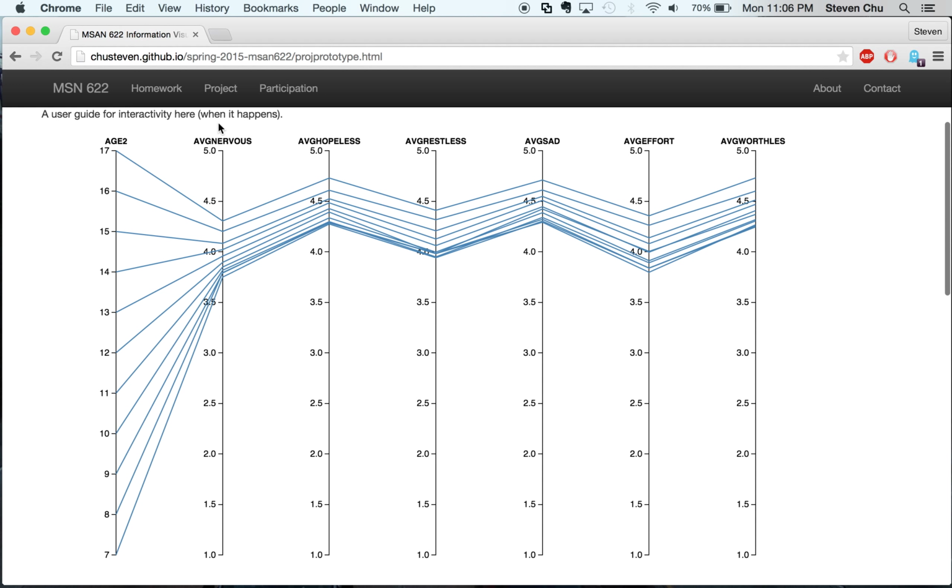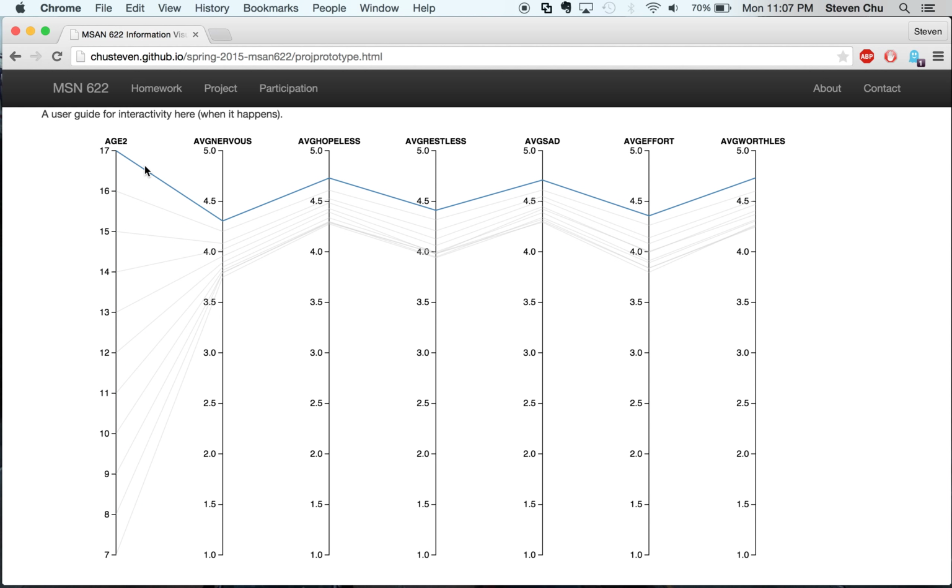For the rest of the variables, these were measured in terms of a response that ranged from 1 to 5, 1 being I feel this way all of the time, and 5 being I feel this way none of the time. So as you can see, it tends that older people tend to have less intense feelings of depression overall.